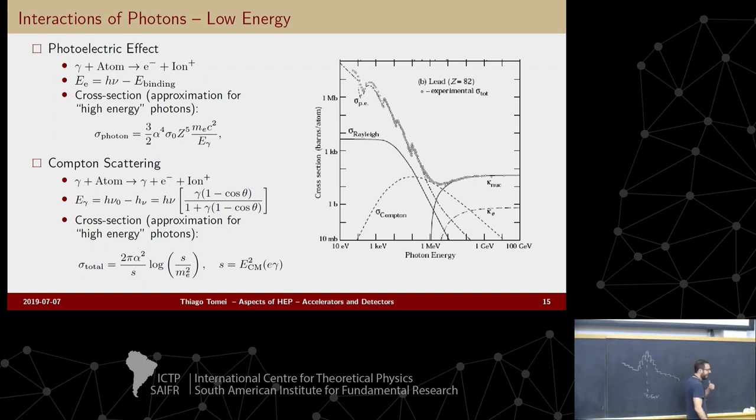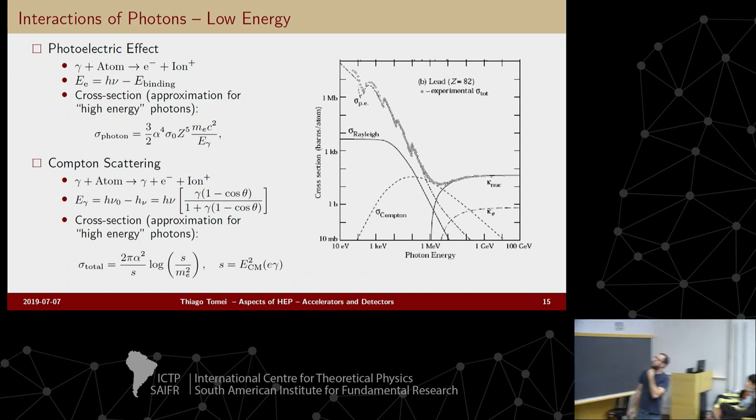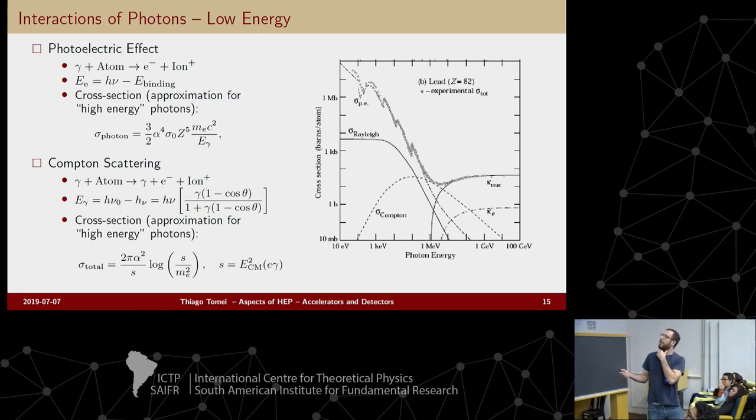Since we speak about electrons and positrons, might as well go the full way and speak about photons. Photons at low energies, and again, the resolution sucks. Photons at low energies, there are two effects, okay? Either you have the photoelectric effect, where the photon is absorbed and it knocks out an electron from the atom, which then becomes an ion. The energy is this, you know this from modern physics.